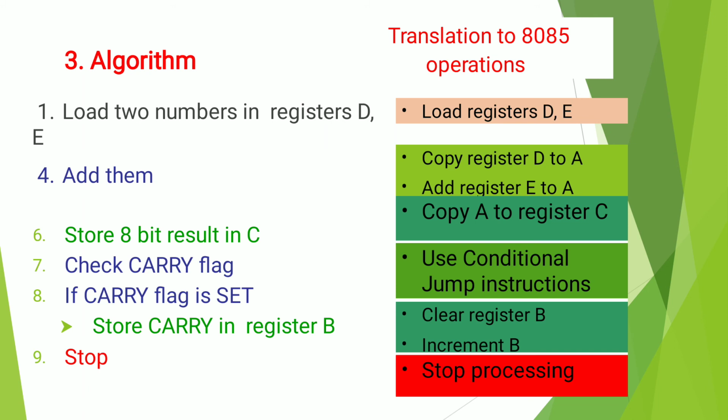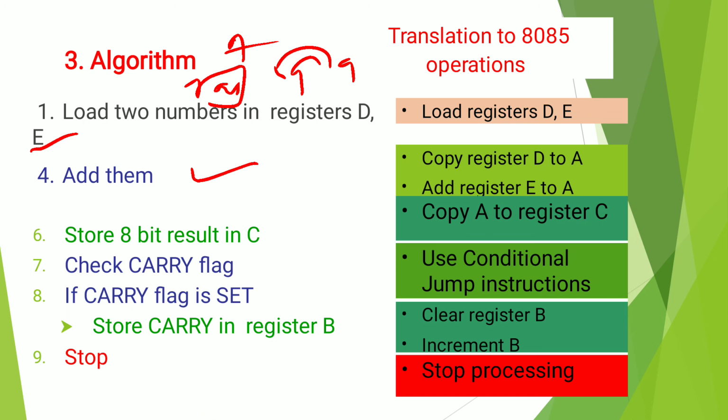Algorithm. Load 2 numbers in registers D and E. 99 into the D register and the second 99 into the E register. Now add them. The first number is in the accumulator to perform the addition. So copy the register D into A, means D is copied into the A register. Now A has the 99.